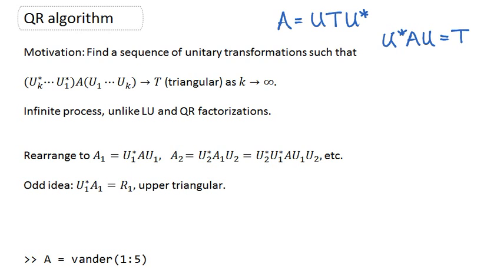Now, to turn this into an algorithm, we first have to accept the fact that we have to kind of sneak up on this. There's no way to get the complete answer in a finite number of steps. So what I mean by that is, in the LU factorization, in the QR factorization, there's a well-defined finite sequence of steps. You generally work from top to bottom, left to right. When you reach the corner of the matrix, you're done.